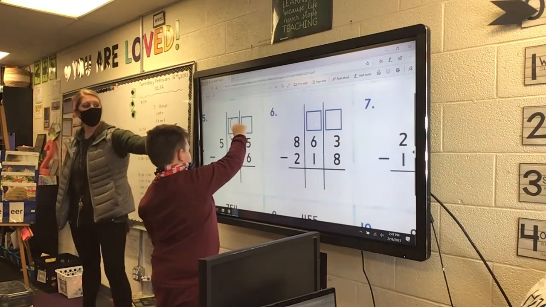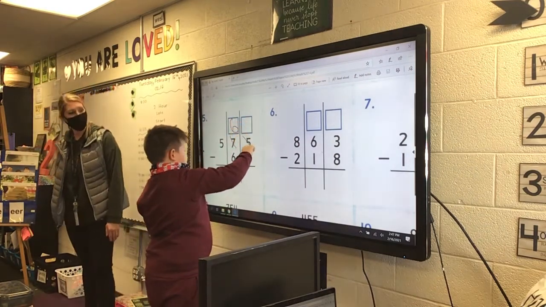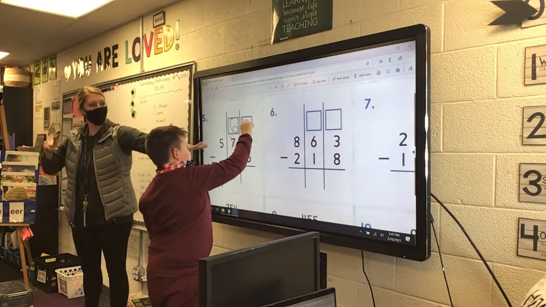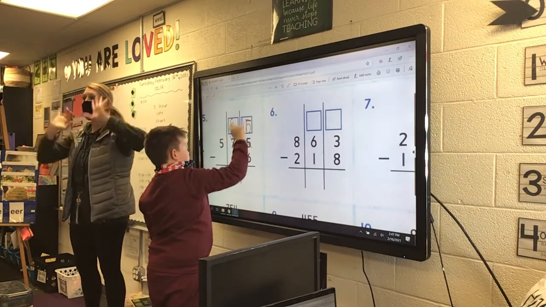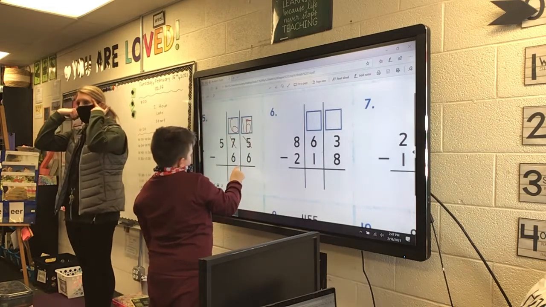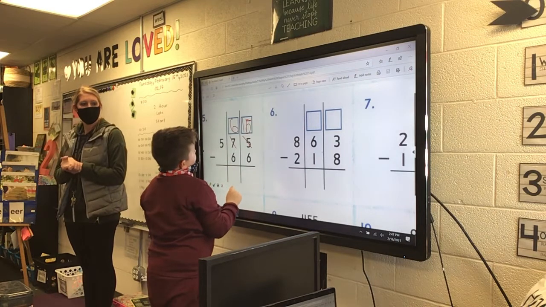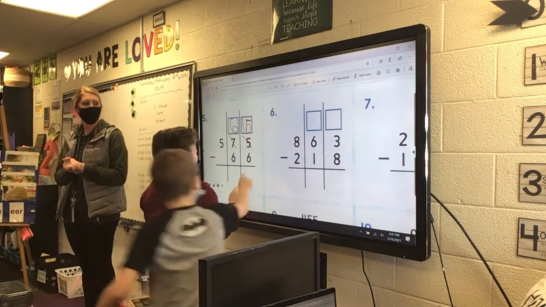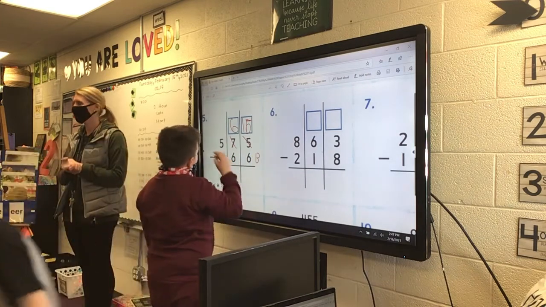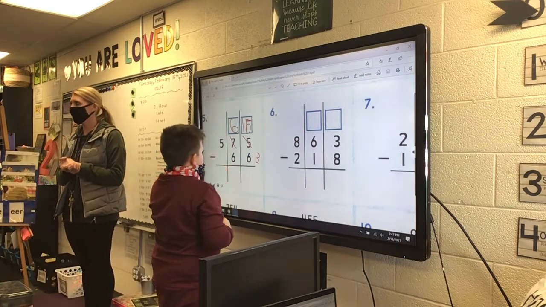Good job. Hayden says bigger bottom, better borrow. He's going to go borrow from that 7. Take 1 away, it becomes a 6. And then move that over here. This 5 becomes 15. So now he's going to think 15 minus 6. You kind of forgot something. 15 minus 6.